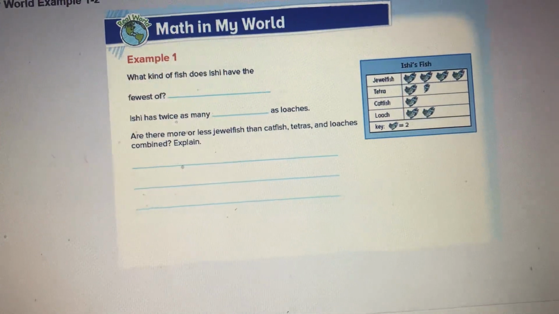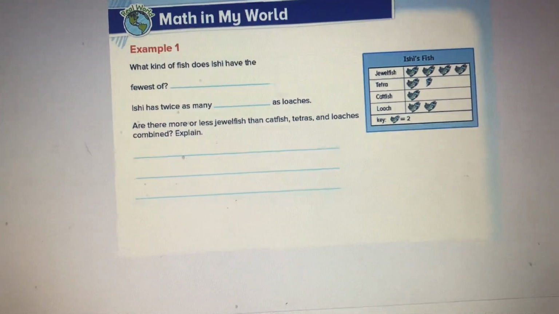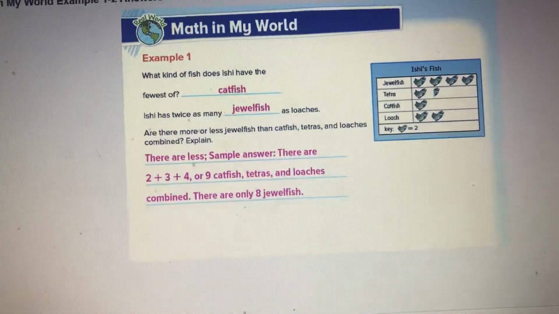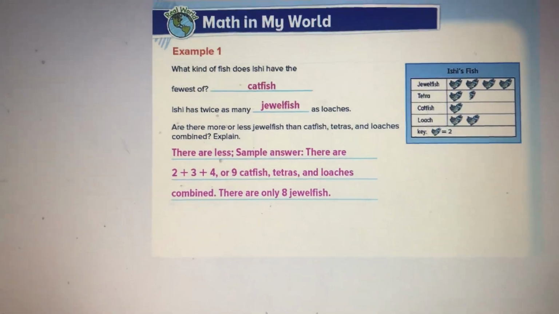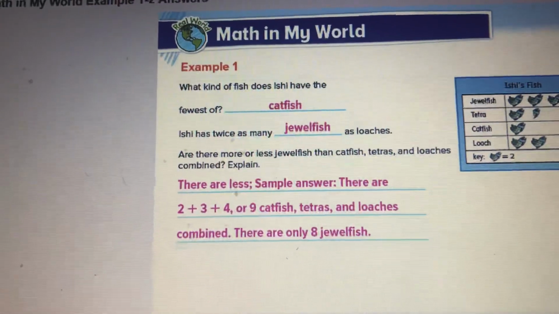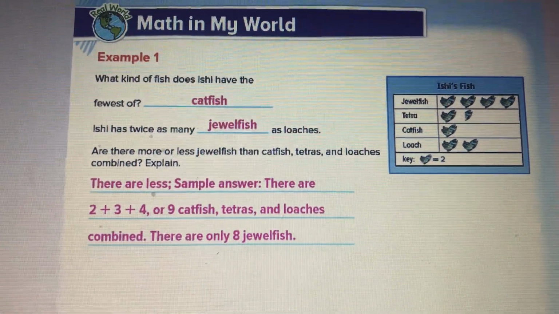So go ahead, and then the last question says, are there more or less jewelfish than catfish, tetras, and loaches combined? Explain. You have to do a little adding today, okay? So you have to see 2 plus 3 plus 4, or 9 catfish, tetras, and loaches combined. There are only 8 jewelfish. Okay, so far so good, easy, right?